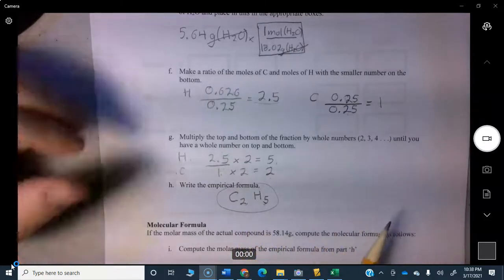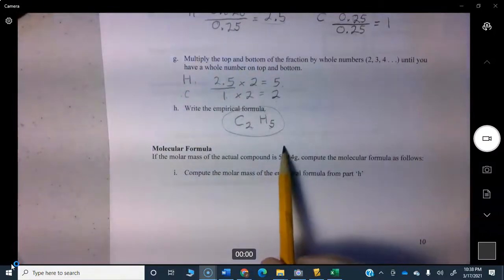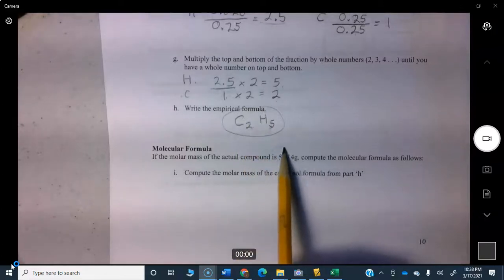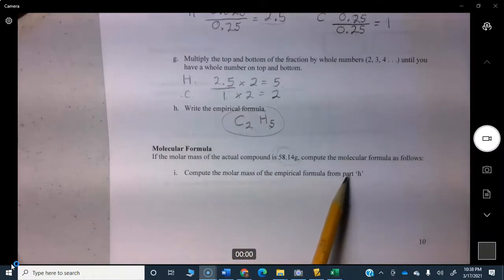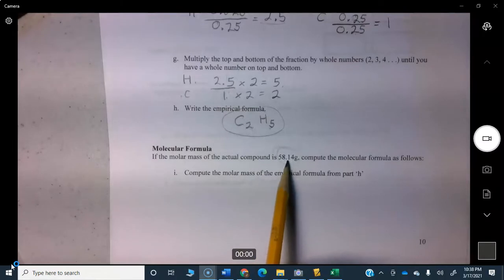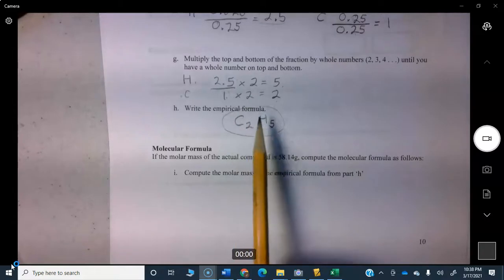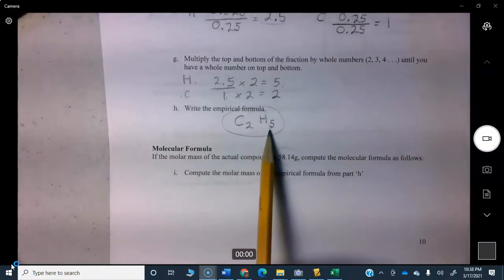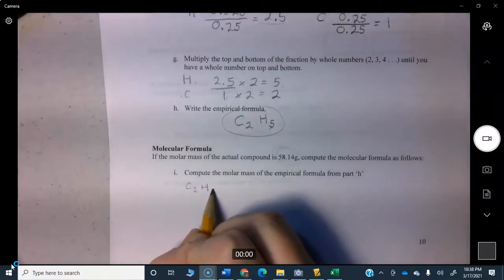In order to do that, though, we need one more piece of information. So now we're going to move down here. We need to know the molar mass of the actual compound. Not this, but the actual compound's molar mass is 58.14 grams. So we're going to compute the molar mass of the empirical formula. We were given the molar mass of the actual molecular formula, that we don't know that formula yet, but of the actual compound. So what you do is you figure out the molar mass of this. So that's going to be C2H5. That's called the empirical molar mass.